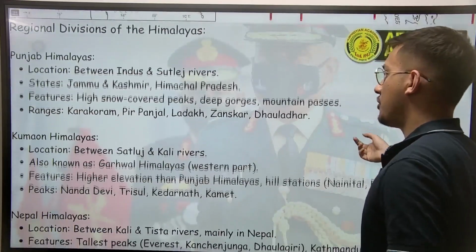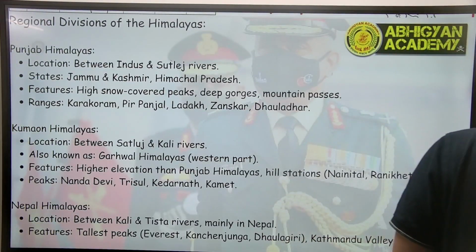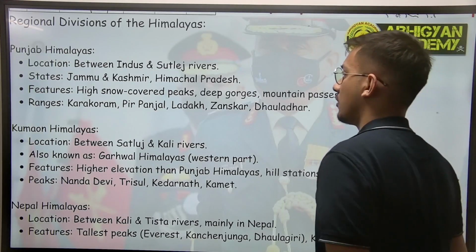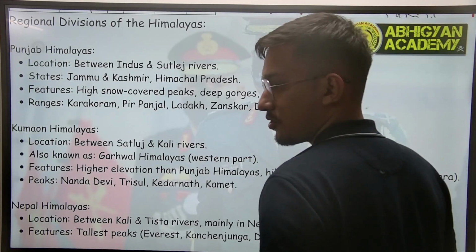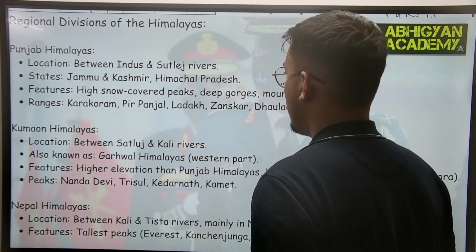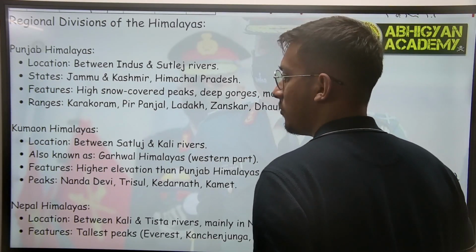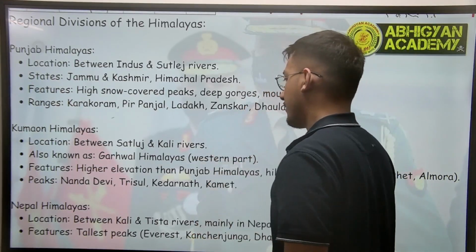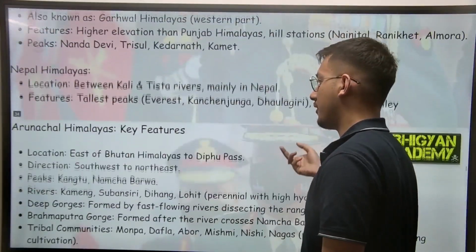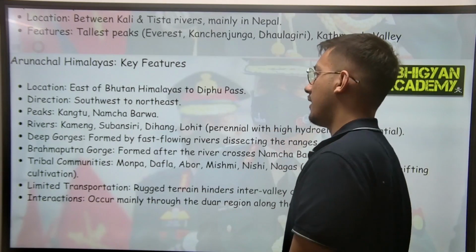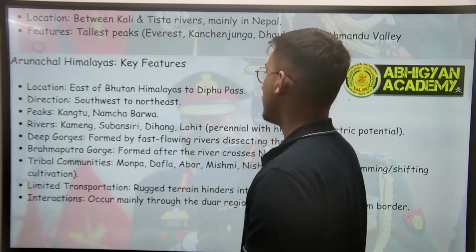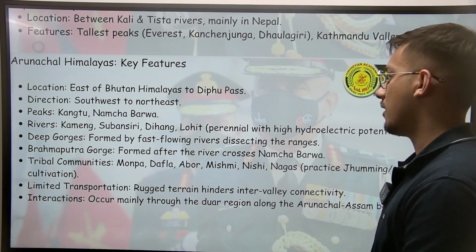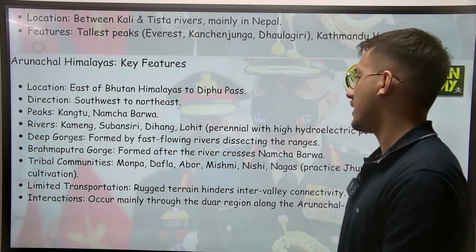Now we come on to the regional divisions of the Himalayas. Punjab Himalaya between Indus and Satluj. States are Jammu and Kashmir, Himachal; features high snow-covered peaks. Then Kumaon Himalayas between Satluj and Kali, known as Garhwal Himalayas. Then we have Nepal Himalaya between Kali and Tista River. Finally, we have Arunachal Himalayas from Bhutan Himalayas to Diphu. Direction is southwest to northeast. Peaks are Kangto, Namcha Barwa. Rivers are Kameng, Subansiri, Dihang, Lohit.